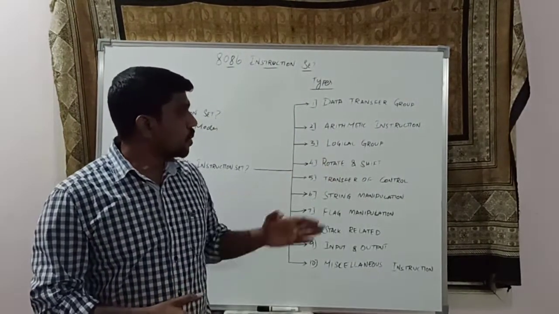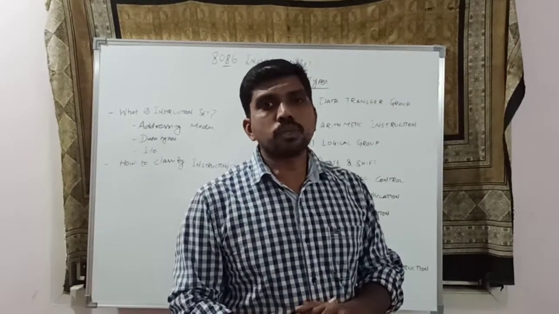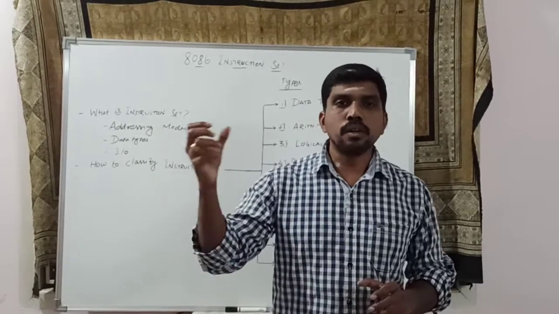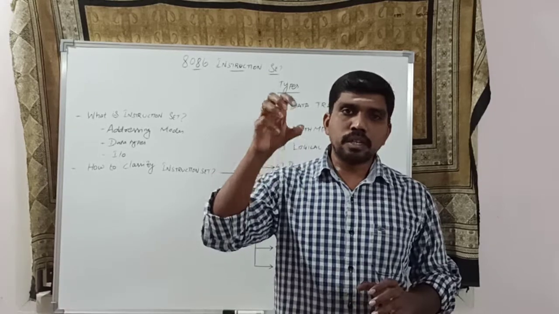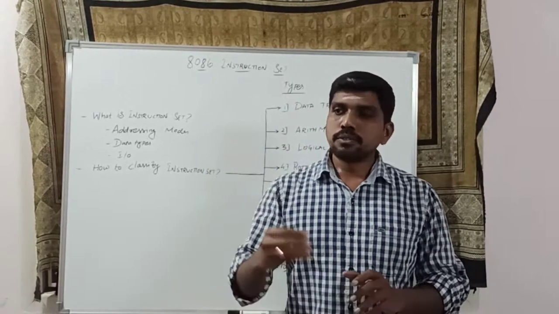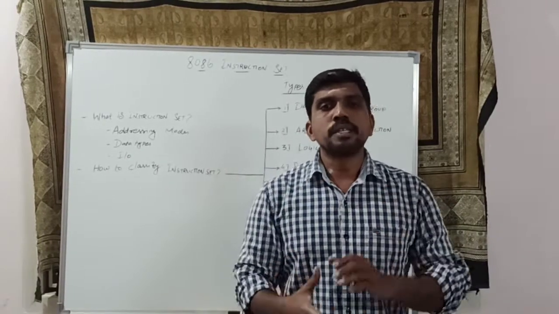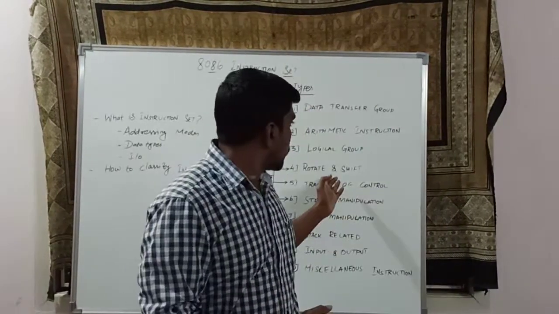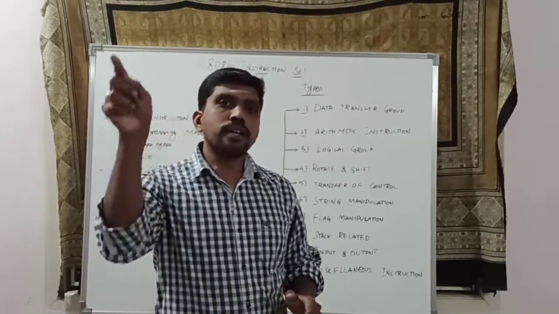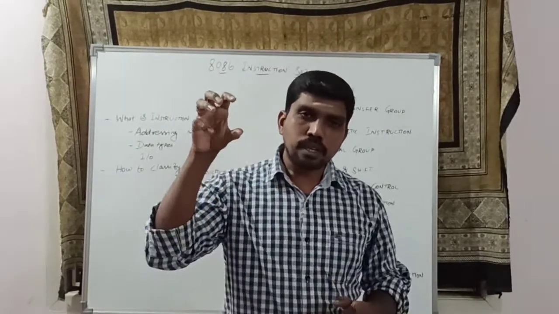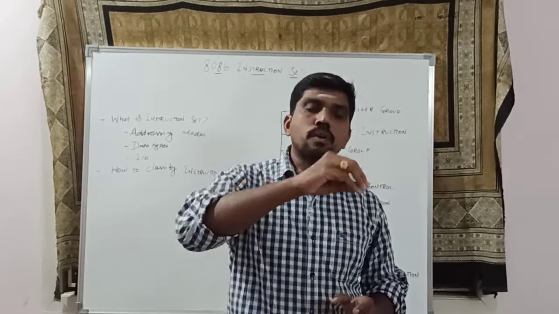The next one is rotate and shift. These two instructions are mainly used to shift the content to the right side or left side. Okay, suppose you consider one content present in the accumulator, and you want to shift it 4 times in the left direction or right direction in the accumulator. There we use the shift instruction. The next one is rotate, just rotating the content. Whatever content is present in a specified register, that content is rotated in the right direction or left direction.